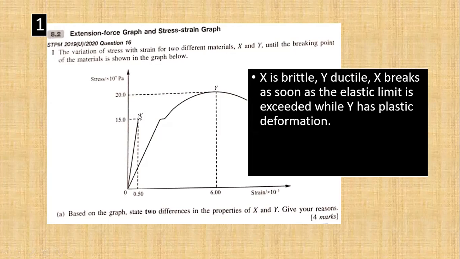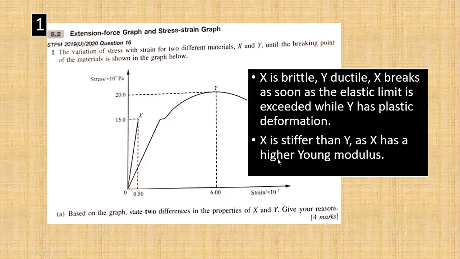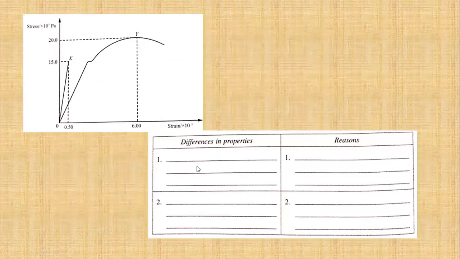X is brittle. Right? No ductile, no plastic deformation, no curve there. After that, it breaks. Y, you must know, is ductile. So how do you know what is the reason? Reason because X breaks as soon as the elastic limit is exceeded, while Y has a plastic deformation. That means it got this region. Right? Greater gradient. So X is steeper than Y. X has a higher Young's modulus. If you want, you can state that Young's modulus is obtained from the gradient. Okay, that's how you're supposed to fill up your answer.